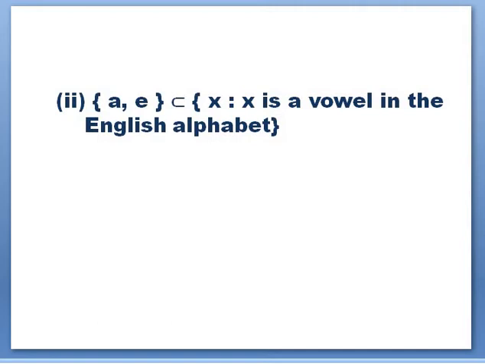Now see, the first set has the elements A, E. Now if you write the elements of the second set, you will get A, E, I, O, U. That means A, E are in both the sets. So from the definition of a subset, the set containing the elements A, E is a subset of the set of vowels of the English alphabet. So is it clear? So can we go to our next example?